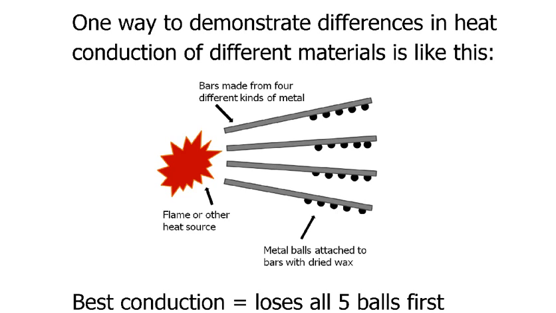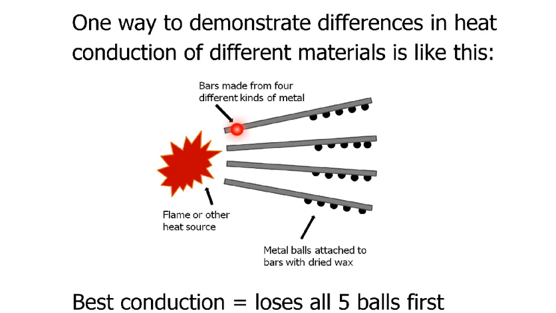You've got these different metal bars, and then you've got some metal ball bearings or something like that stuck to the bars with wax. All right, so these things are all stuck on there by wax. They're held on there just fine right now, but if that wax gets hot, what's going to happen? The wax melts. If the wax melts, the ball falls off. So you can sit here and watch over time.